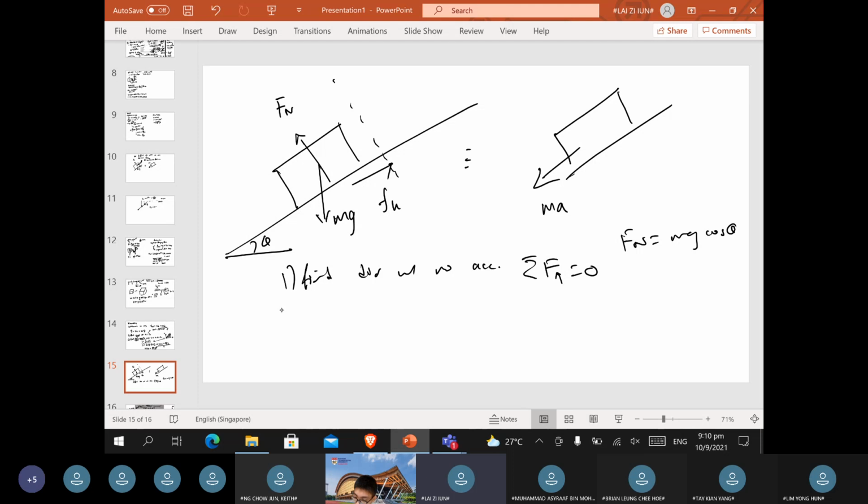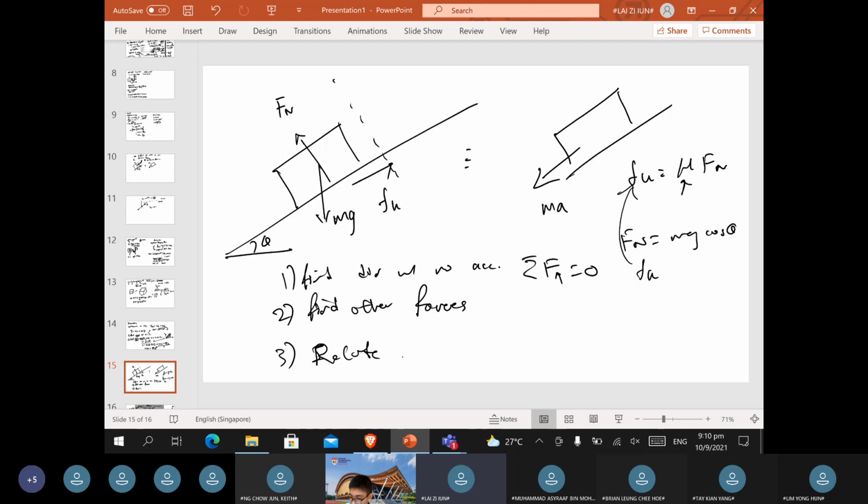Then the next thing we need to do is to find other forces. In this case, we know that our frictional force is the coefficient multiplied by the normal contact force. And if we are given this, which we always are, we can find this force, Fk. And the last thing we need to do is to relate the forces to the acceleration. In this scenario, once we know Fk, we know that mg sine theta, that's the downward component of this, right? The downward component of this. Mg sine theta minus Fk is equal to mass times acceleration.